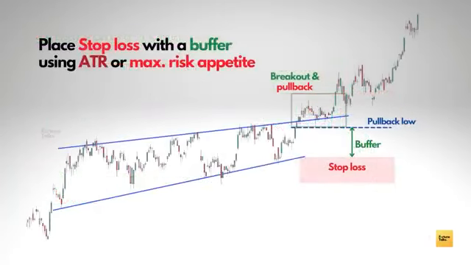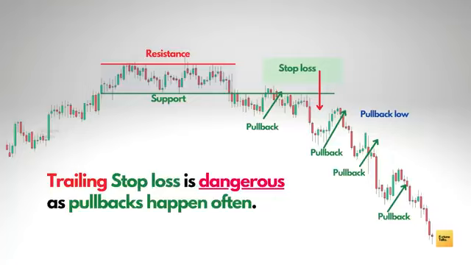Now talking about the stop losses, you have to place the stop loss below the pullback low in case of a breakout on the upside, and make sure to add the suitable buffer based on your risk potential, or you can even use the ATR indicator to do the same. It is always better to stay cautious as to not move your stop loss to break even, because this is a very dangerous and unprofitable thing to do.